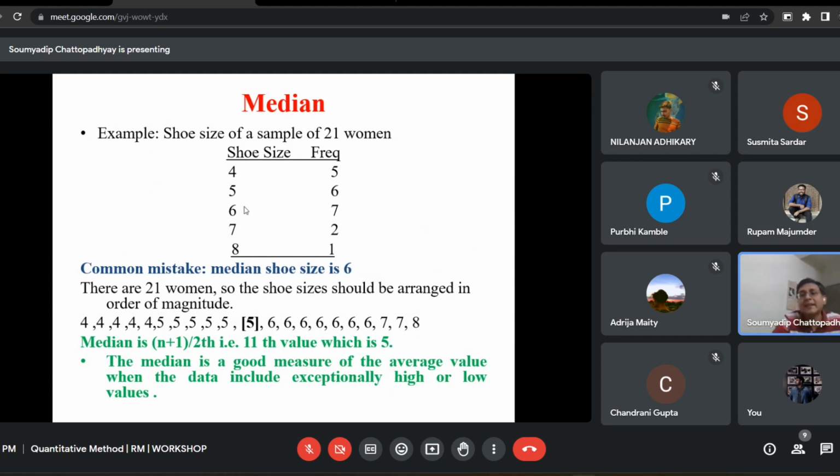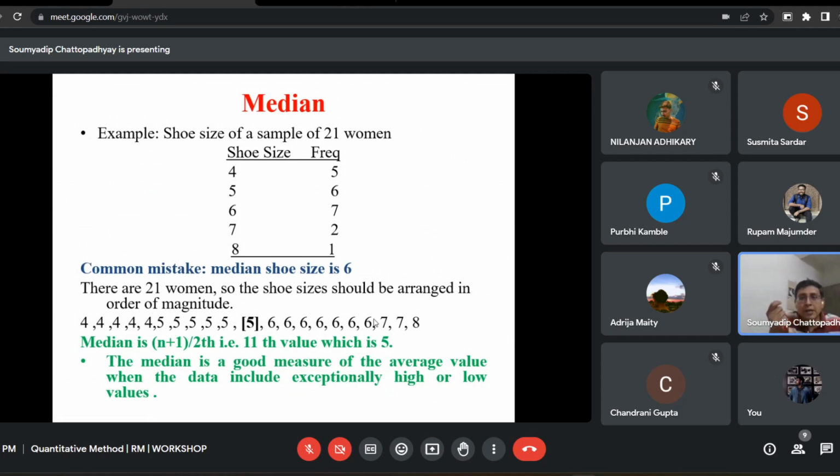But what you need to understand is the fact that this particular data set is a data set with frequency. Okay, so when there are 21 women, the shoe sizes should be arranged in the order of magnitude. That means you have to rearrange the entire data in this fashion. There are 5 women with shoe size 4, 6 women with shoe size 5, 7 women with shoe size 6, and so on and so forth. And then you have to calculate the median value.